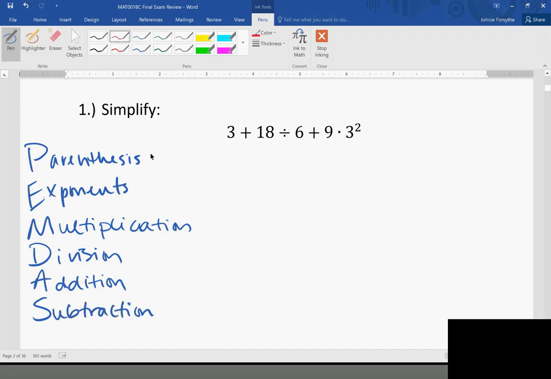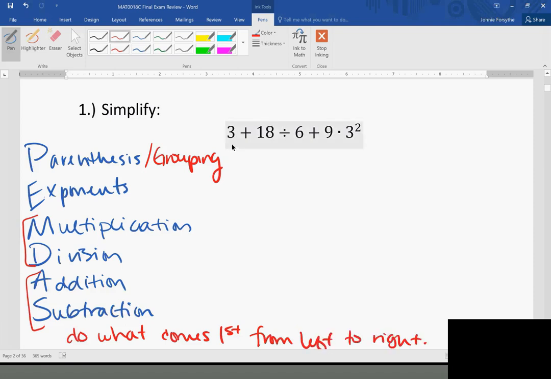So let me just make a note. This is also the grouping symbols. Alright, so remember that for multiplication, division, and then addition and subtraction, we do whatever comes first from left to right. Looking at this, 3 plus 18 divided by 6 plus 9 times 3 squared.